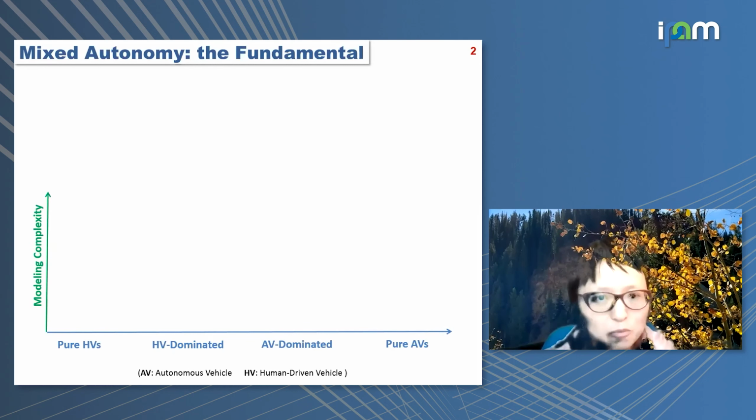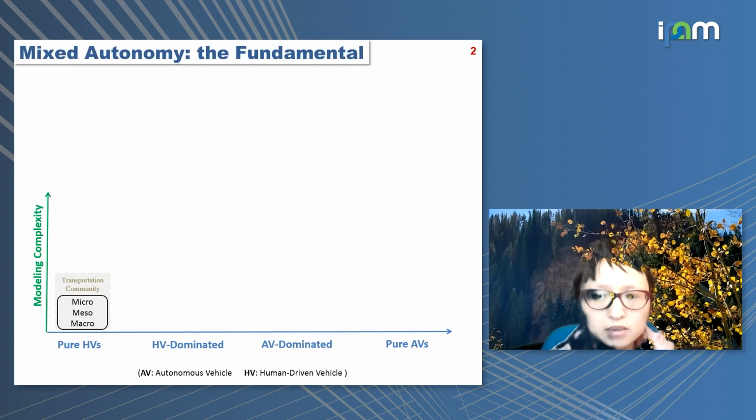On the y-axis, I use modeling complexity. So how do I define whether a model is more complex than the other? It depends on how they model the environment, whether there's uncertainty or not, and whether there exists a heterogeneity or not. I think this one is a very subjective measure, and if you have a question, we can discuss it. I will start from the pure HV phase.